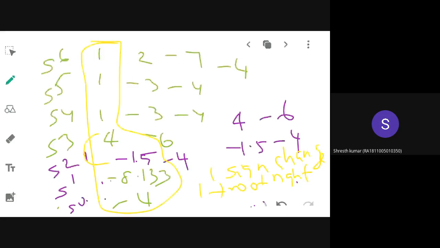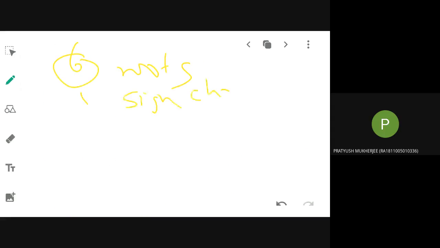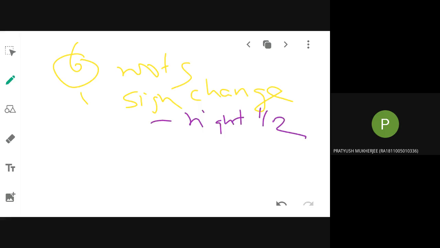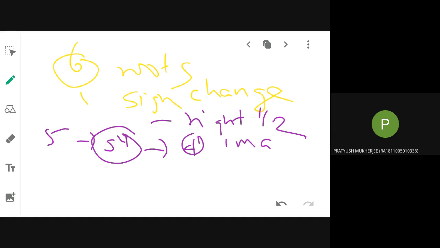Totally there are 6 roots. One sign change is there, so one root is in the right half. That root is located in the right half. The remaining 5 roots are there. But out of that, one even polynomial is there, of order s to the power 4. So 4 roots will be located on the imaginary axis. Then the remaining 1 root will be only in the left half.